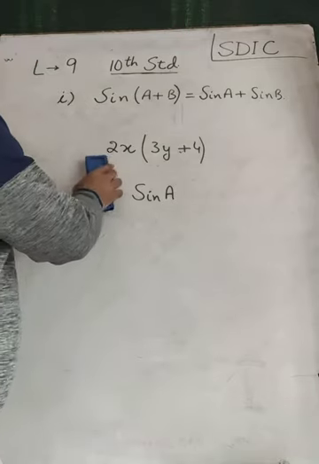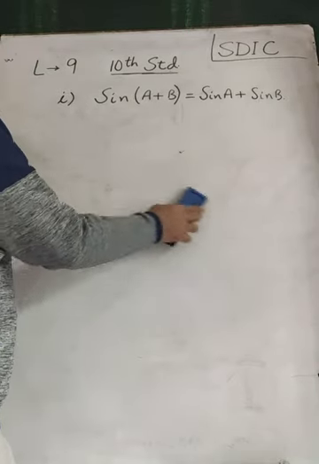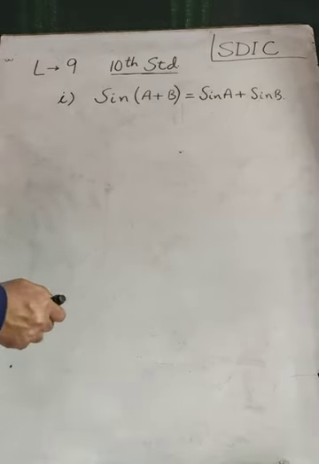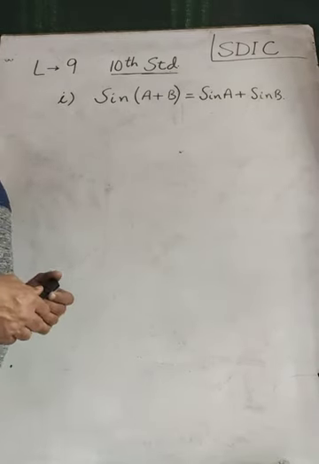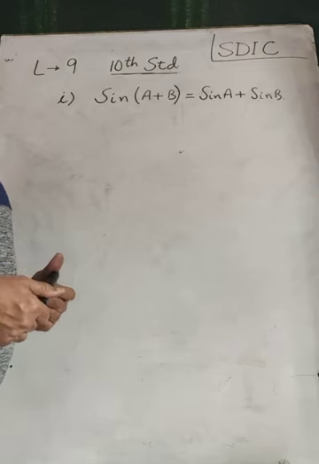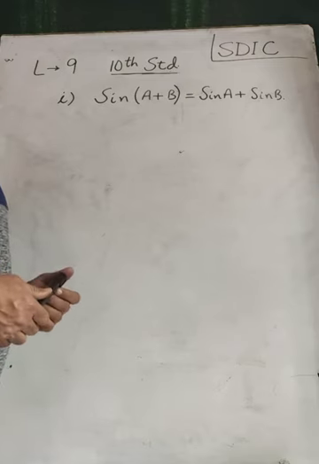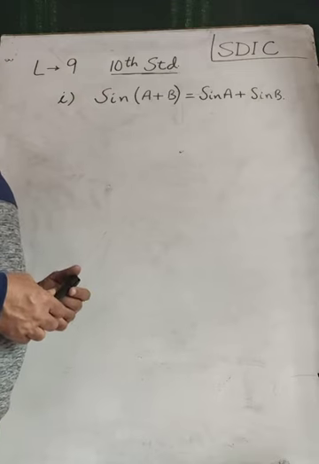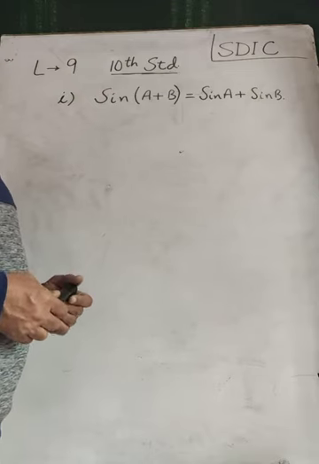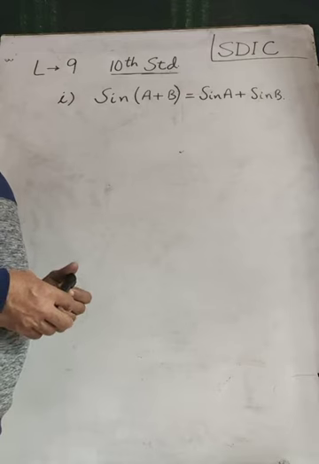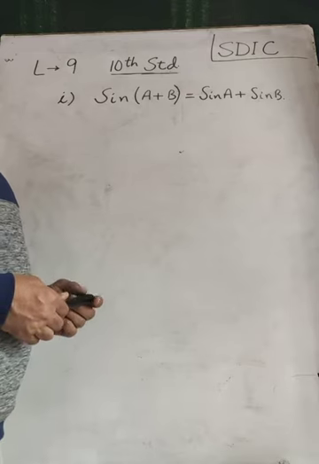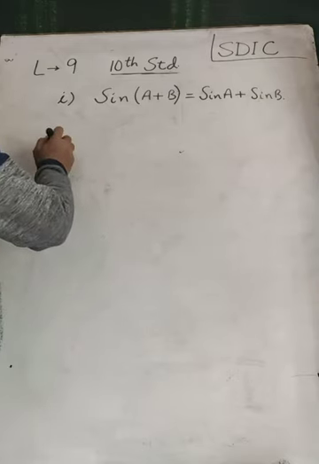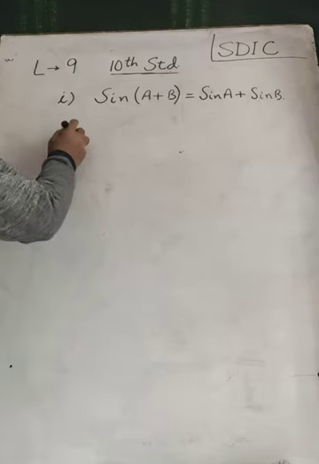You can write on your copies, this statement is false because sine of A plus B is not the product of sine and A plus B. Therefore, distributive law cannot be applied. That was part 1 of this question. Now second part.